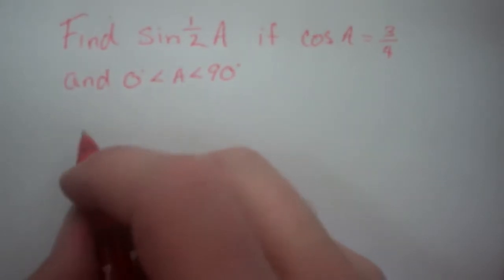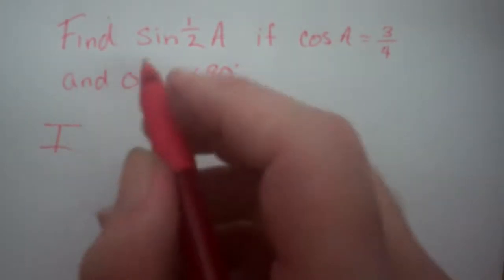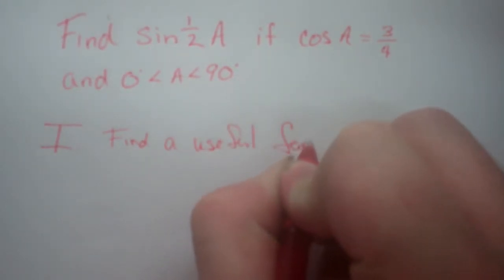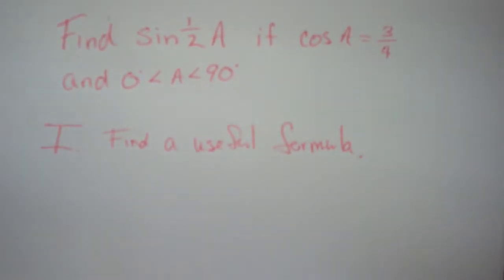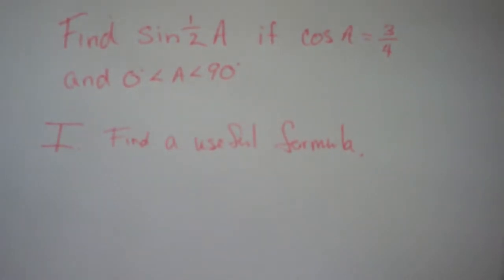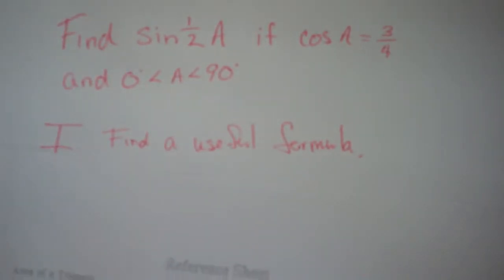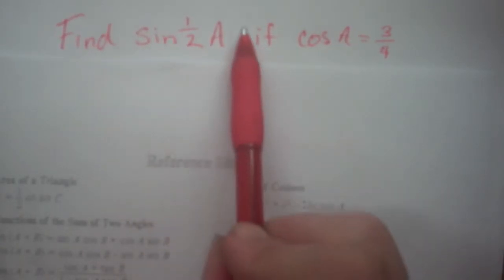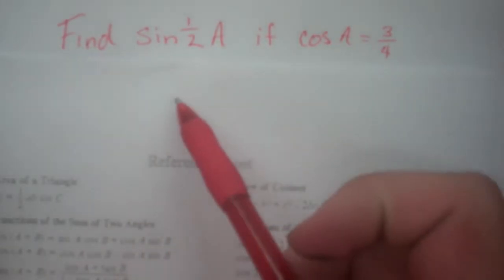Now, the first step for problems that involve these formulas is find a useful formula. And to find a useful formula, we need to look on the reference sheet. You should have a reference sheet, and you will certainly find one attached to your Regents exam. I'm looking for a formula that involves what it is that I'm trying to find. In this case, I'm trying to find something that has to do with a sine and half of its angle. So I'm looking here on the reference sheet, and I'm attracted to where it says the functions of a half angle.